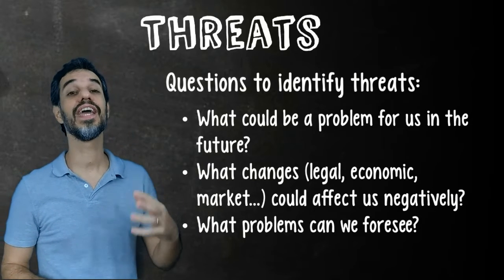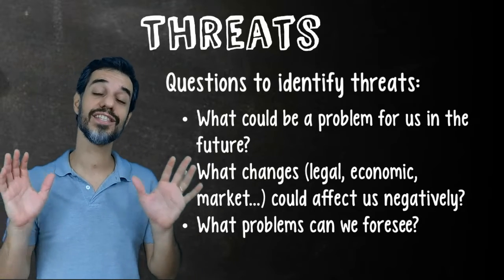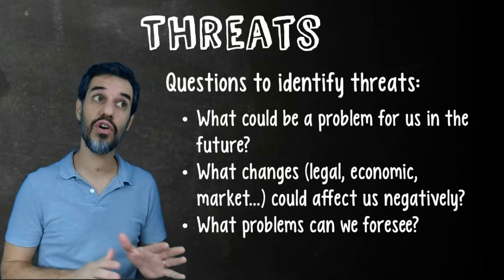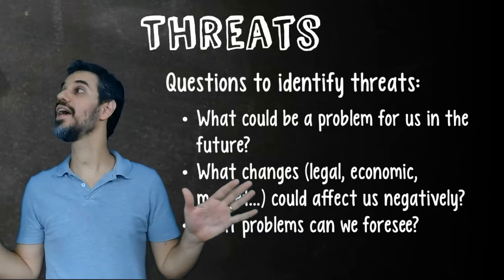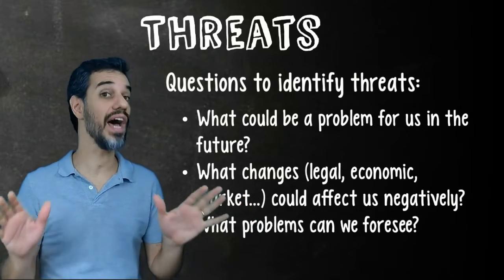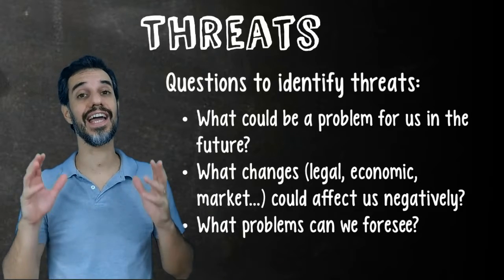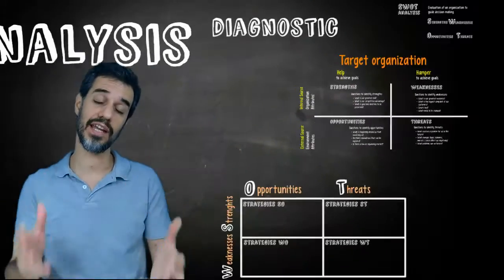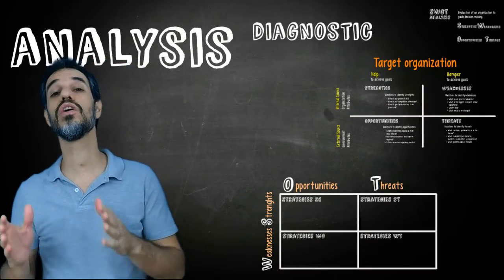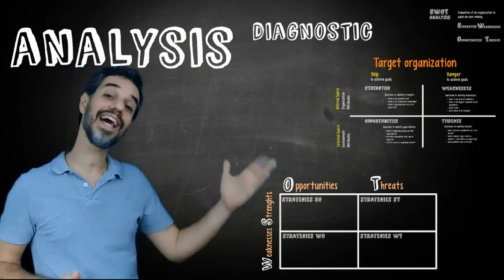What problems can we foresee? In the cell of the threats, you are looking for things outside of our company that could hamper you from achieving your goals. After finishing the diagnosis phase of the SWOT analysis, we are going to pass over to the analysis phase.